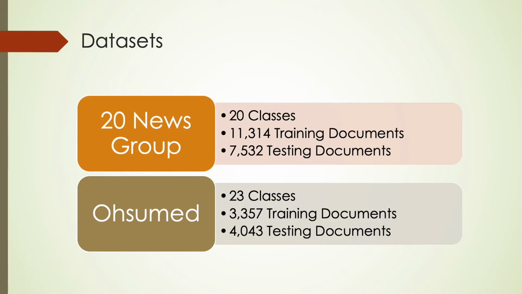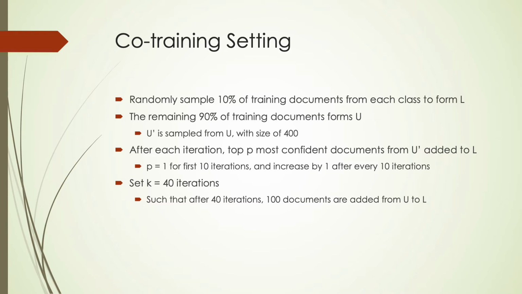These are the metadata of 20 Newsgroup and OnlyZooMed. To evaluate co-training, we randomly sample 10% of labeled documents from each class to form the labeled set L. The remaining 90% of training data becomes U. We set the size of U prime to be 400. After each iteration, the top P most confident documents from U prime are added to L.